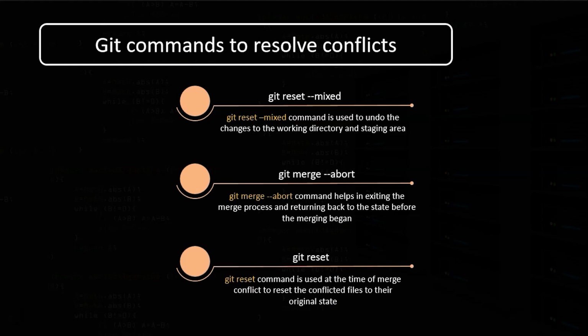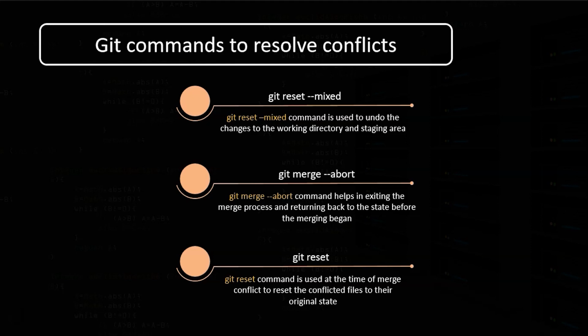And the last one is git reset. The git reset command is used at the time of merge conflicts to reset the conflicted file, so that we can go back to the state before the merge activity was started. So git reset will help me reset all the files in the conflicted area, and the latest files will be checked out and replaced.